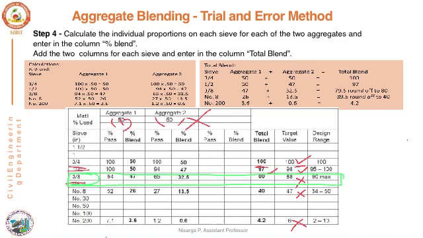If you adjust for one sieve and then we check it for the other sieve, we can obtain the target. Note that for 3 by 8 sieve, the percentage pass for aggregate A is 94 and the percentage pass for aggregate B is 6.